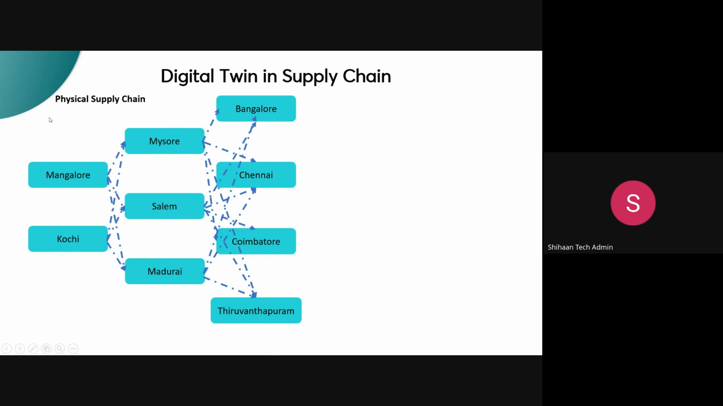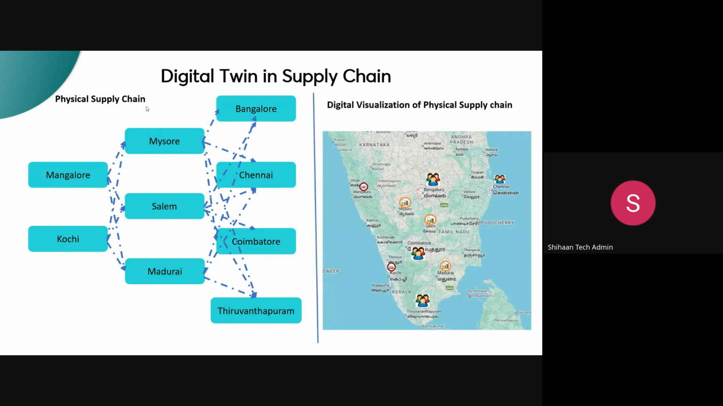Now, this kind of system will not be giving you much insight, compared to if I put everything in a map and show you like this. So if I show you, my manufacturing units are actually in Mangalore and Kochi. The distribution units are at Mysore, Salem, and Madurai. And my end users are located in Bangalore, Chennai, and Coimbatore, and of course, Thiruvananthapuram.